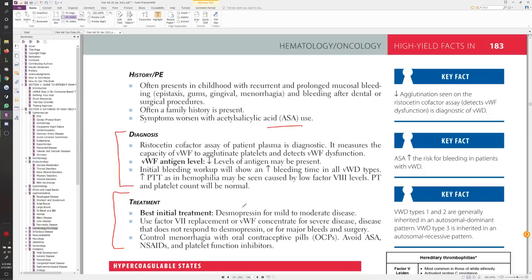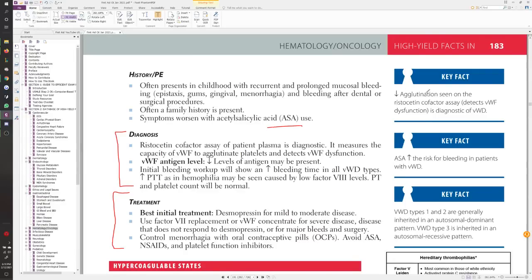So how do you treat it? Desmopressin will work for type 1, mild to moderate disease, where you just have a deficiency of von Willebrand factor. Use factor 8 replacement or von Willebrand factor concentrate for severe disease that does not respond to desmopressin, or for major bleeds and surgery. Control the menorrhagia with oral contraceptive pills, and avoid aspirin, NSAIDs, and platelet function inhibitors, because you need your platelets when you have a deficiency in coagulation factors. Your platelets become more important because they're the only thing allowing hemostasis in them all the time, primary hemostasis.